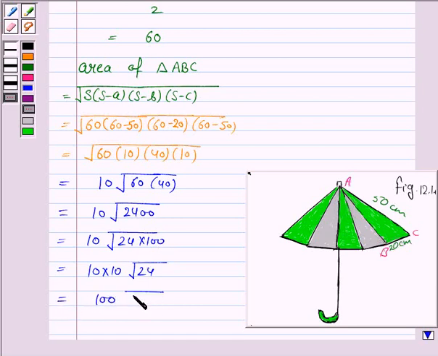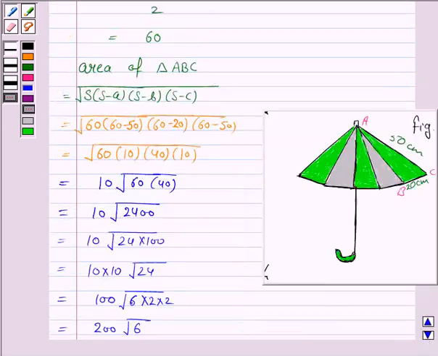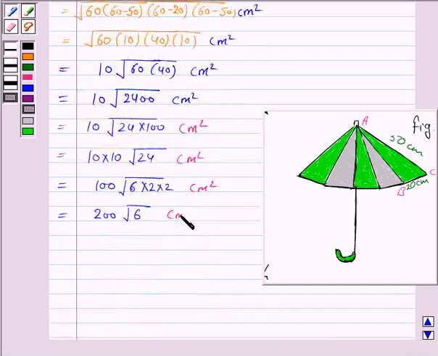And this becomes 100 into root 24, and 24 can be written as 6 into 2 into 2. And now this becomes 200 into root 6. And since the unit of length is given in centimeter, the unit of area is centimeter square. So the area of one triangular piece is 200 root 6 centimeter square.